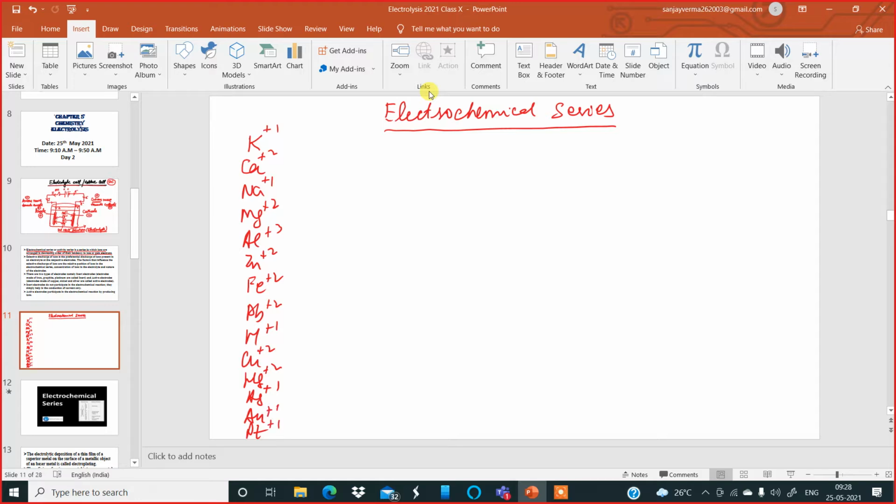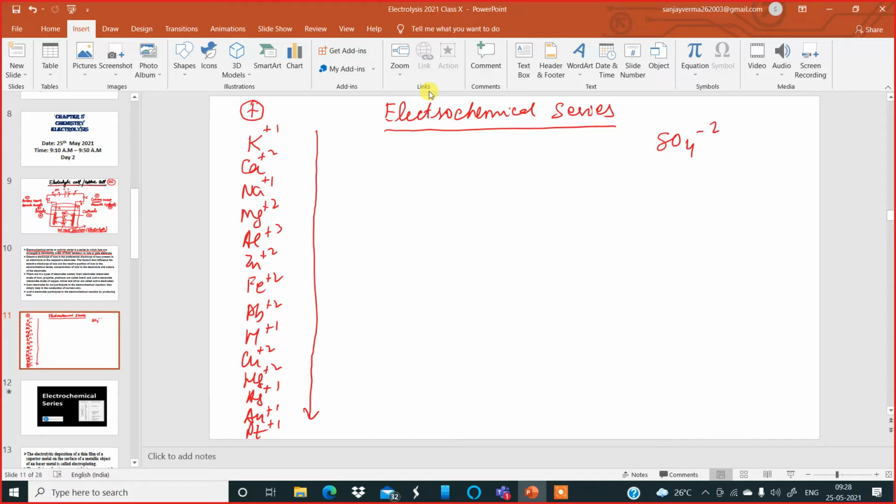These are the positive ions, which are placed from top to bottom. Are you getting it? I am drawing an arrow in the downward direction. These are the positively charged ions. Now there is another group of ions which are also there in the electrochemical series, which I'm writing down on the screen over here.